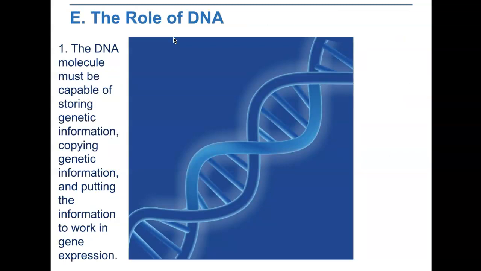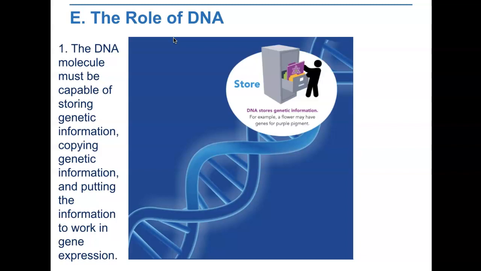The DNA molecule must be capable of storing and copying genetic information, as well as putting the information to work in gene expression. The foremost job of DNA as the molecule of heredity is to store genetic information. The genes that make a flower purple must have the information to produce purple pigment. Genes for blood type and eye color must have the information needed for their jobs as well. Genes control development, which means that the instructions that cause a single cell to develop into an oak tree, a sea urchin, or a dog must also be coded in DNA.